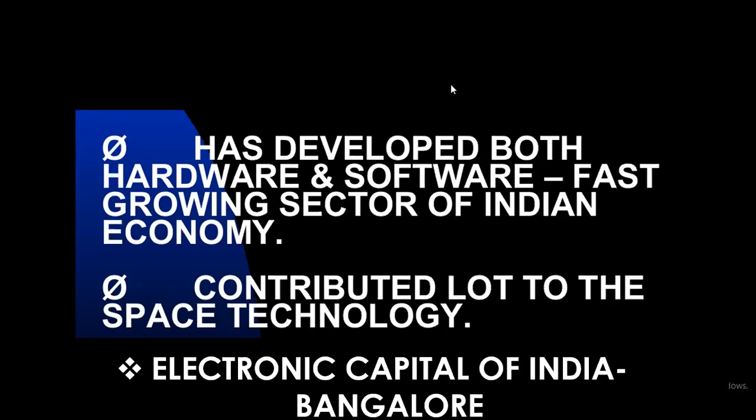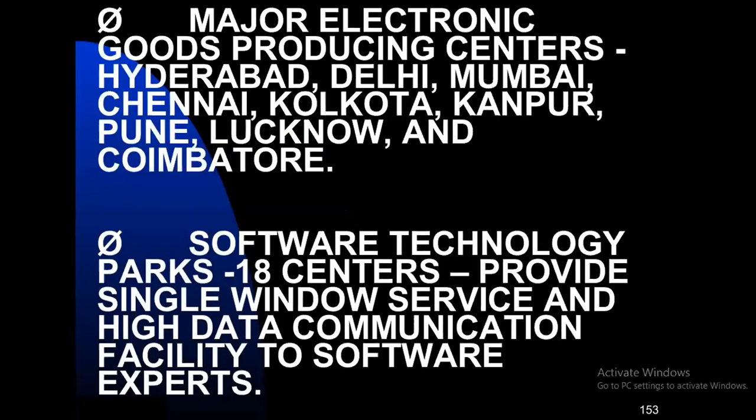The electronic capital of India is considered to be Bangalore, where you can see lots and lots of electronic industries and companies working related to IT departments. The major electronic goods producing centers are in Hyderabad, Delhi, Mumbai, Chennai, Kolkata, Kanpur, Pune, Lucknow and Coimbatore. These are the places where major electronic goods producing centers are there.